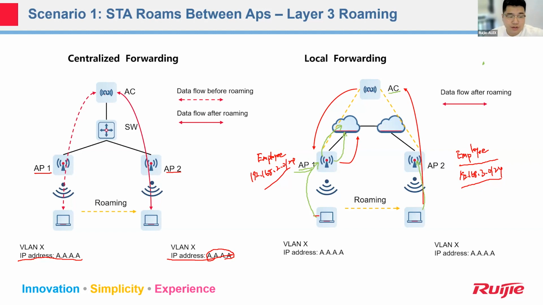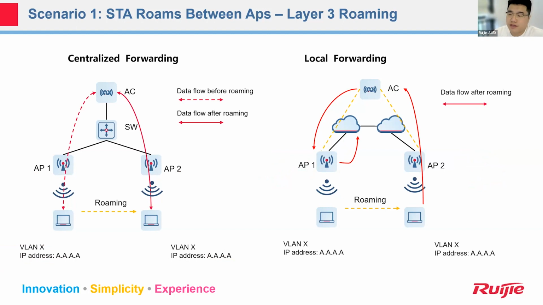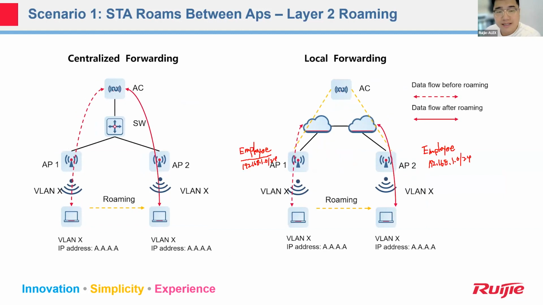You should know it: how the traffic is forwarded at layer 3 roaming when the forwarding mode is local forwarding, or when it is centralized forwarding. You should know the difference between them. Okay, and next, about roaming, let's see the configuration.